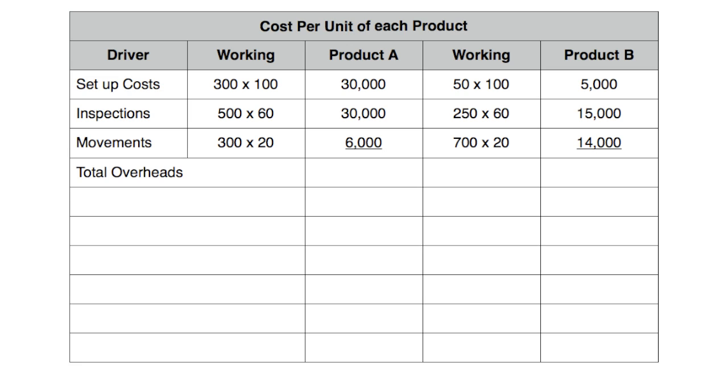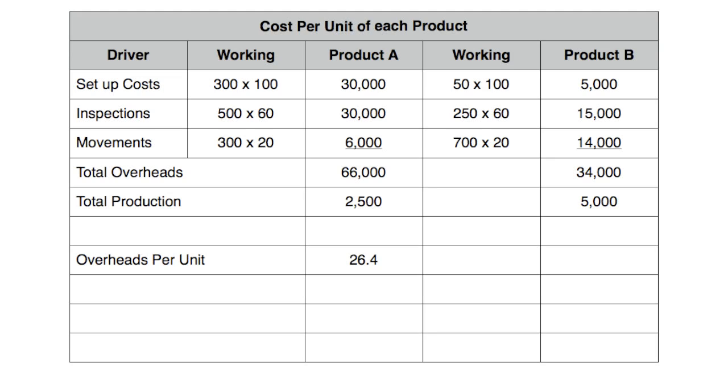That means that the total overheads for product A are 66,000, and for product B 34,000. Again, we can see that adds up to 100,000, our total overheads. So our total production is 2,500 of product A and 5,000 of product B, and that enables us to calculate the overheads per unit. For product A it will be 66,000 divided by 2,500, which is 26.4. For product B it will be 34,000 divided by 5,000, which gives us 6.8.